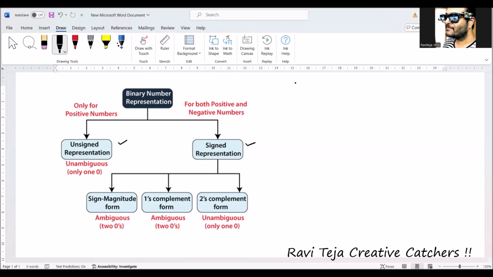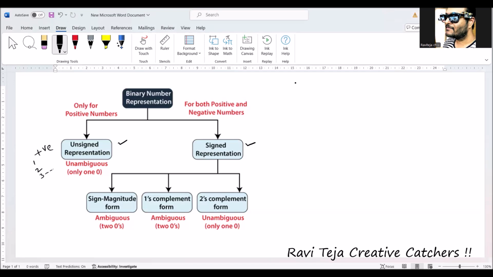The unsigned numbers don't have any sign for representing negative numbers. So the unsigned numbers are always positive numbers. They don't have any kind of sign before the number, like 1, 2, 3, etc. So these are positive numbers which we are considering as unsigned representation.